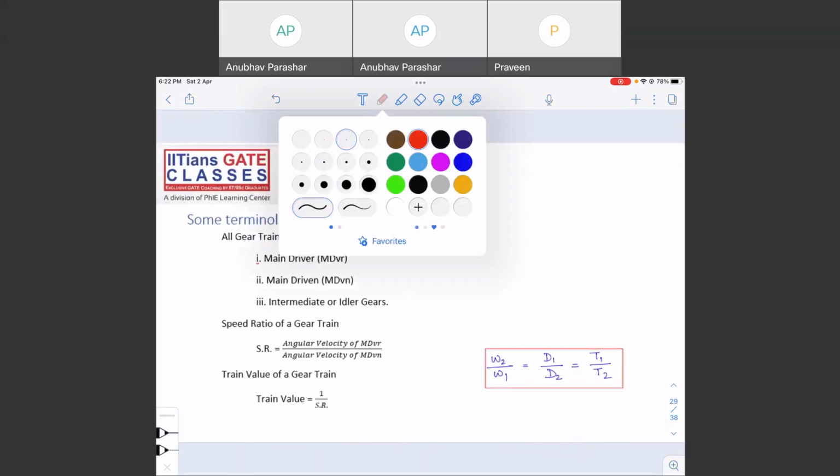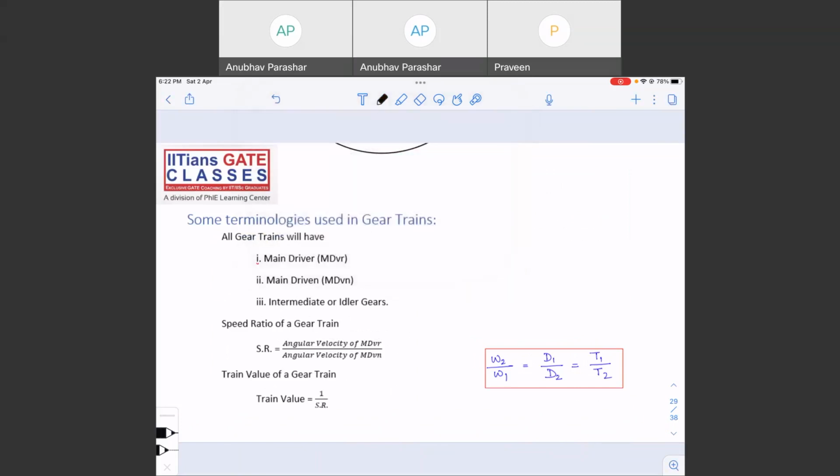So let us first understand there are a few terms and terminologies which you have to understand. There will be the main driver, there will be the main driven, and apart from the main driver and main driven, there will be intermediate or idler gears. We have to identify which is the main driver. The one who is driving the system will be the driver. The one who is getting driven is the driven. And all other gears will be intermediate or idler gears.